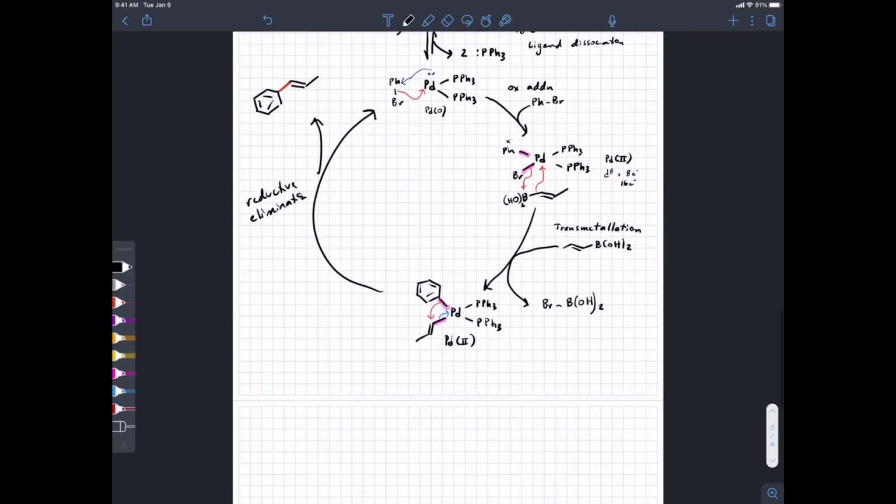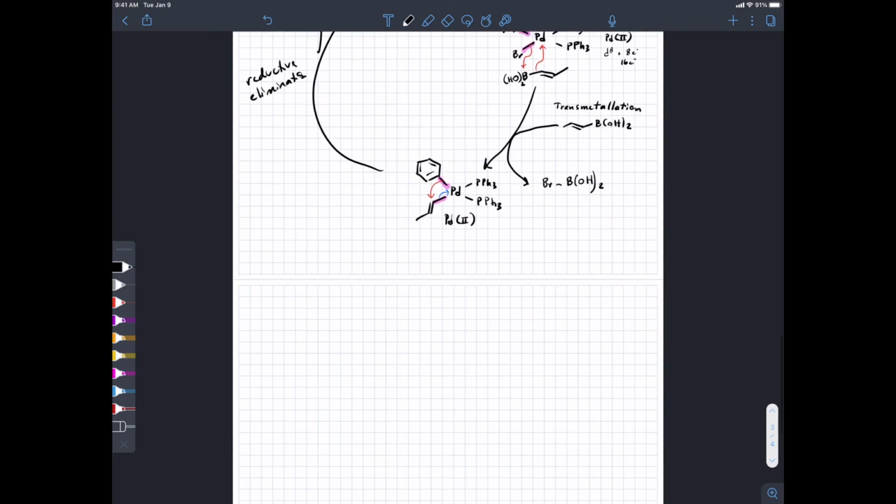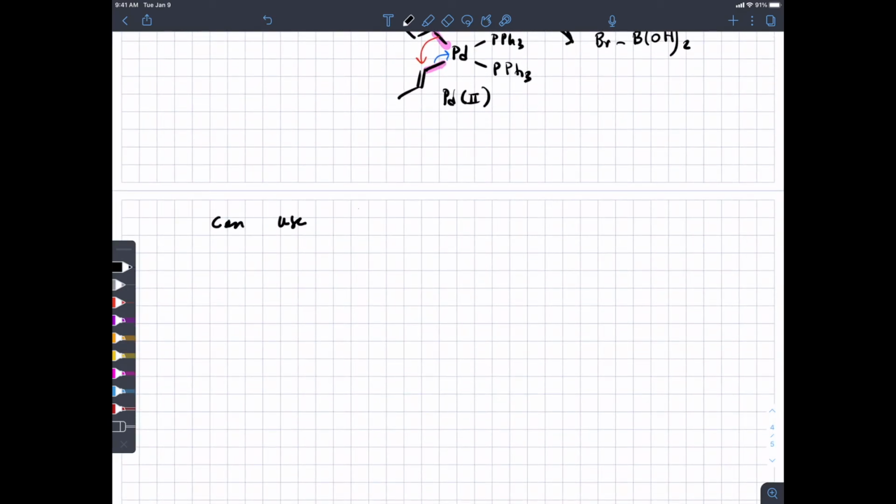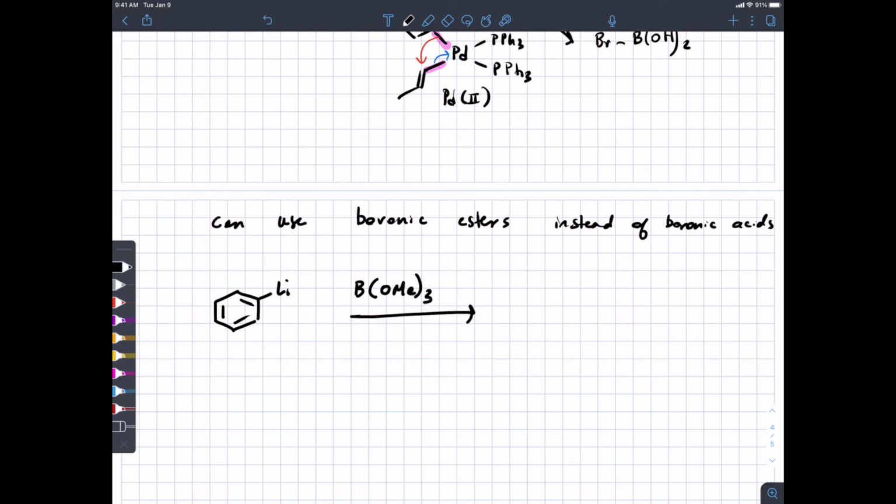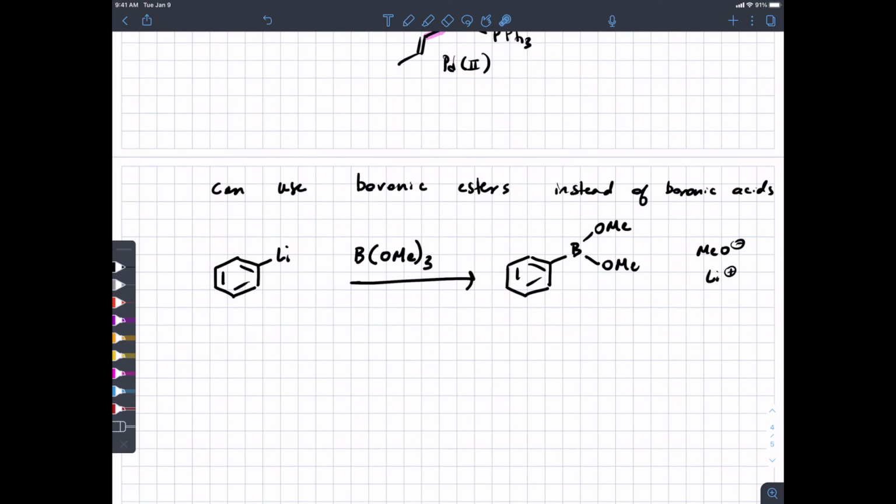Okay. So let me show you just a couple of variations on the Suzuki reaction. You can use boronic esters instead of boronic acids. And so what's a boronic ester? Well, if you take phenyl lithium and react it with this methyl boronic ester, you get... The mechanism of this reaction isn't important, we're not going to talk about it. Your text does show you how to do this. Presumably then you have methoxide and lithium as counter ions. But this is how you load the boronic ester with the benzene ring.